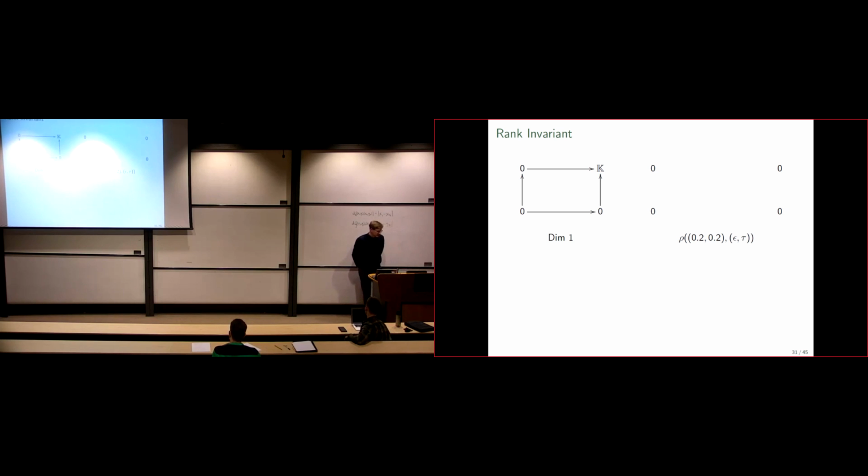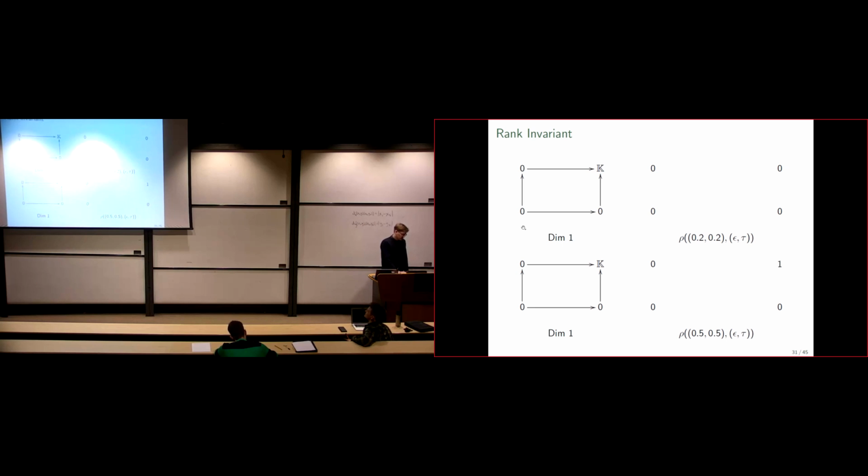Okay, so to give you some more information about the rank invariant, now we are looking at the persistence module for homological dimension 1. If we compute the rank invariant starting at the bottom filtration value here, epsilon equals 0.2 and tau equals 0.2, we will get only zeros, right? Because the starting vector space here is just 0.